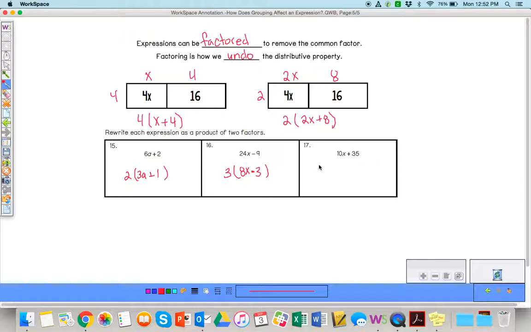All right, so you should have pulled out a 5. 10 divided by 5 is 2. 35 divided by 5 is 7. So you should have 5 parentheses 2x plus 7.